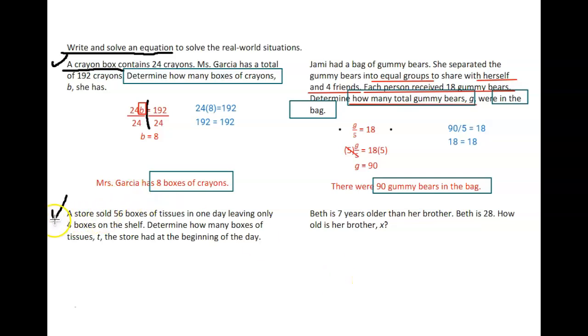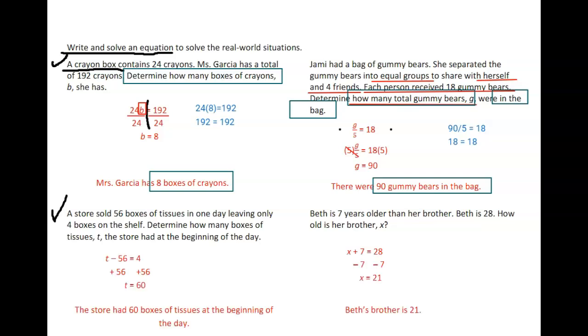I'd like for you to please solve this bottom question on the left. The boxes of tissues, you will use subtraction in your equation. Pause the video and work this question now. Okay, so your equation should have been t minus 56 equals 4. Draw your line. Make sure you box your variable. The opposite of subtracting 56 is adding 56 to both sides, and you will see that t equals 60.